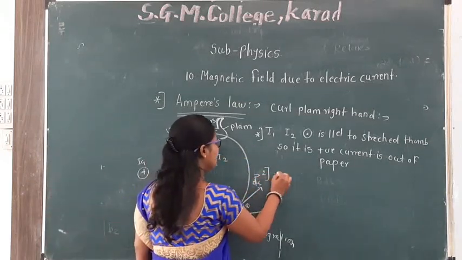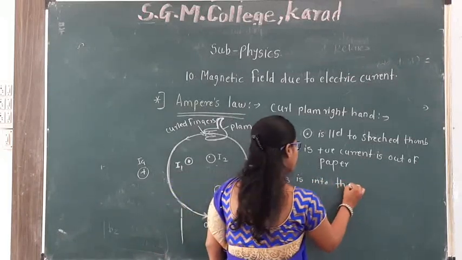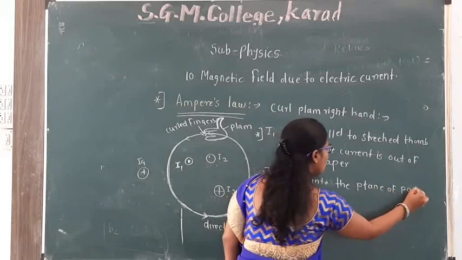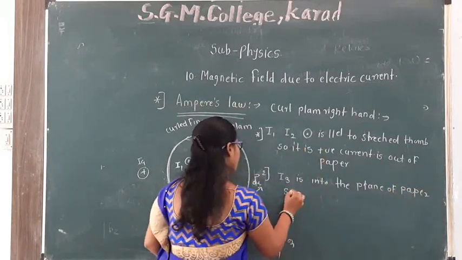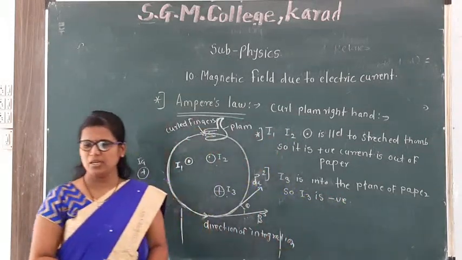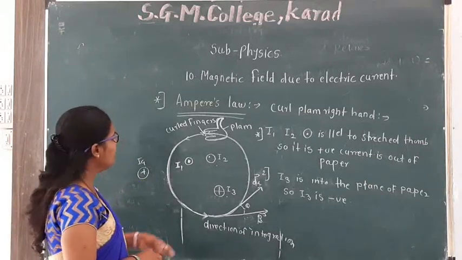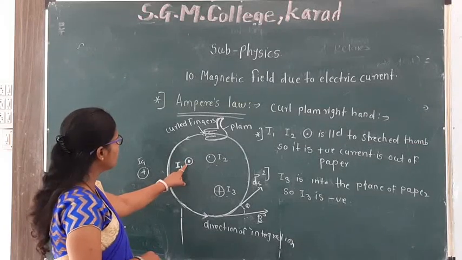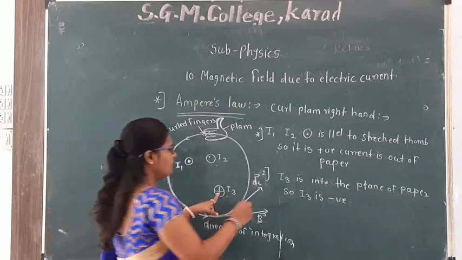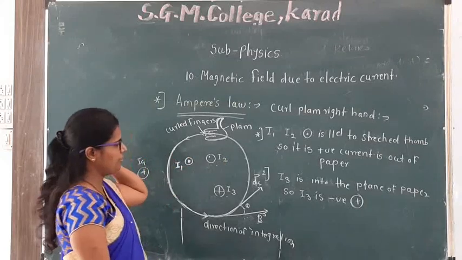Here I3 is into the plane of the paper, so I3 is negative. Now which terms are positive? Only three currents are inside the Amperian loop, I1, I2, I3. This sign indicates out of the paper, and the dot sign is indicated here.